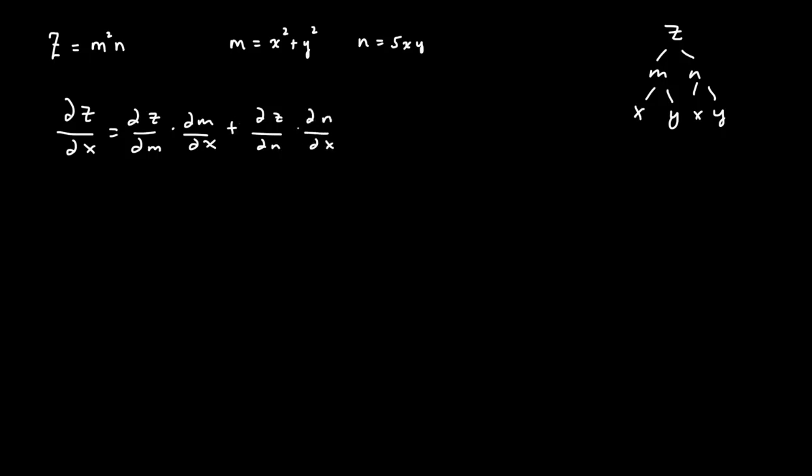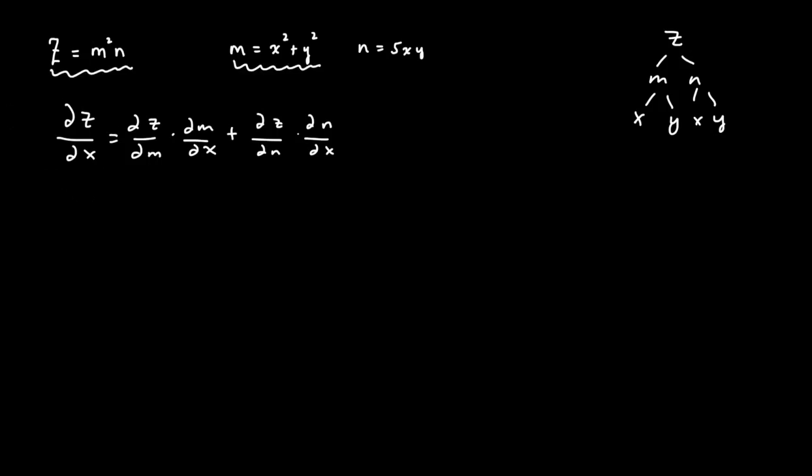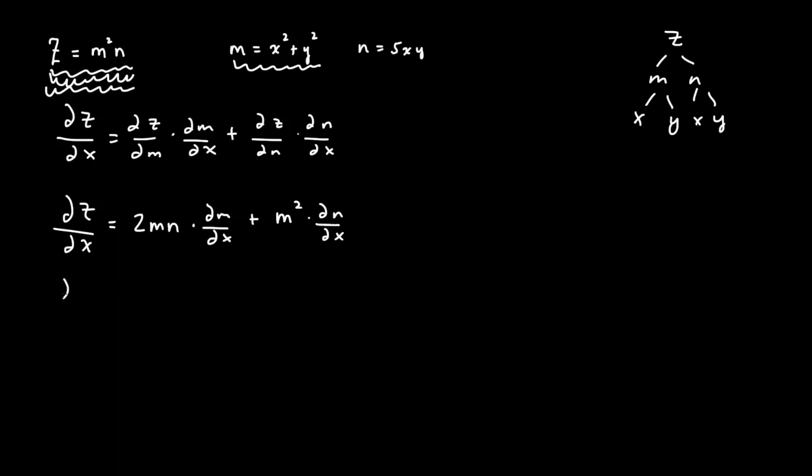I still have this plus here, even though the function z is not m squared plus anything. I want to show how that sort of works out. So let's do this par z, par x in this fashion. The partial derivative of z with respect to m is simply 2mn, and then we multiply that by par m, par x, plus the partial derivative of z with respect to n is simply m squared, and then par n, par x. Okay, so par z, par x is equal to 2.